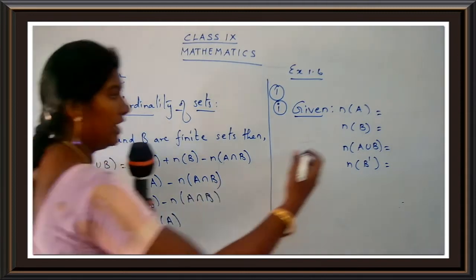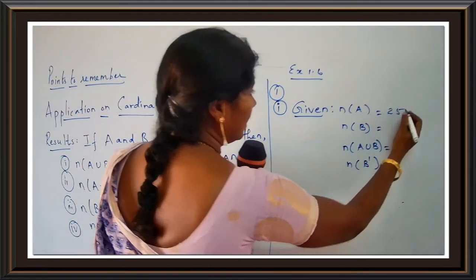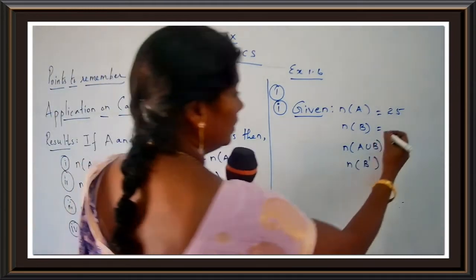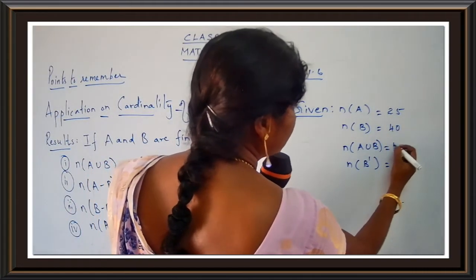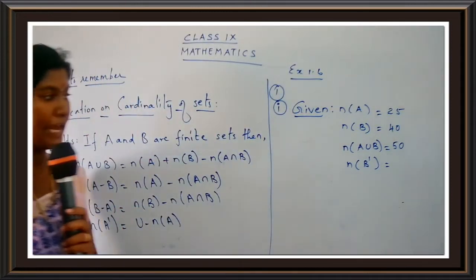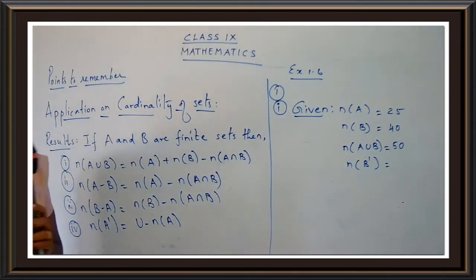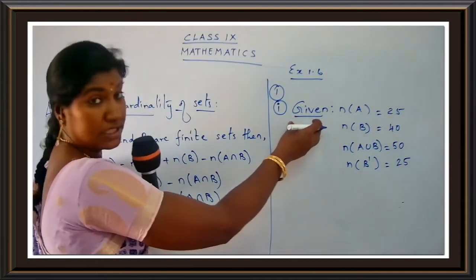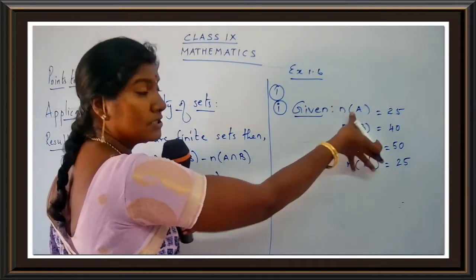What is the value for n of a? It's 25. N of b, 40. N of a union b, this is 50. And what is n of b dash? 25. Okay. So these are the values given to us. So I have just taken down under given. So these values I know.